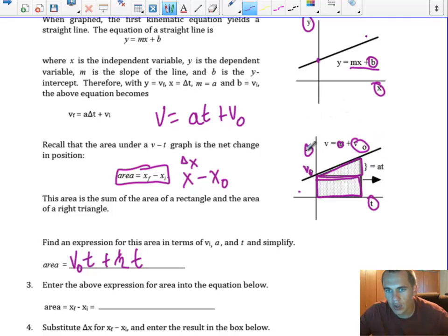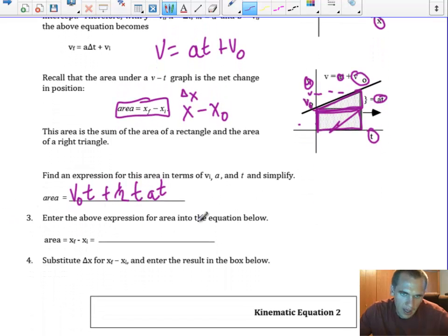And so the y value, or the height right here, this v is equal to the acceleration times the time plus our v naught. But we've already taken care of that one, so all we have left to deal with is acceleration times time. So plus 1/2 t times at. Well, if we simplify this, we know the area, which is really the change in position, is equal to initial velocity times time plus 1/2 at squared, right?